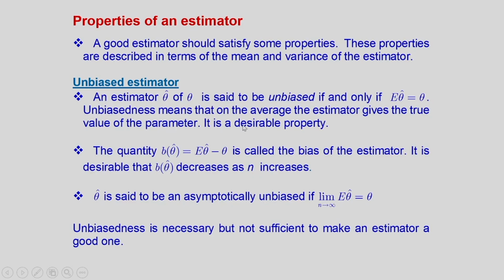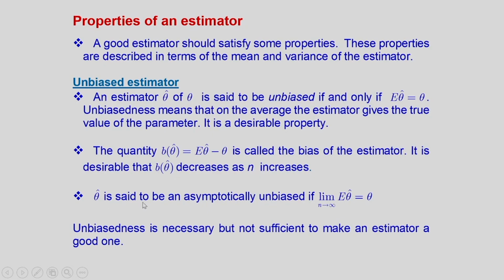It is a desirable property. Now suppose theta hat is not an unbiased estimator, then B of theta hat, that is equal to E of theta hat minus theta, is called the bias of the estimator. So this difference between the expected value and the true value is called the bias of the estimator. It is desirable that B of theta hat decreases as n increases. Eventually it should go down to 0.